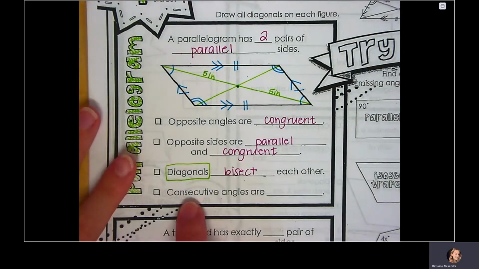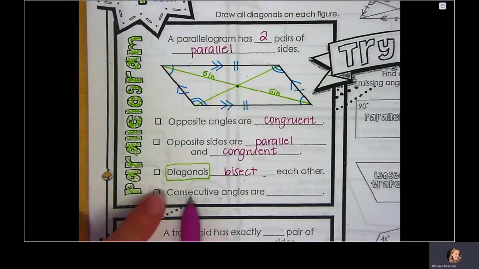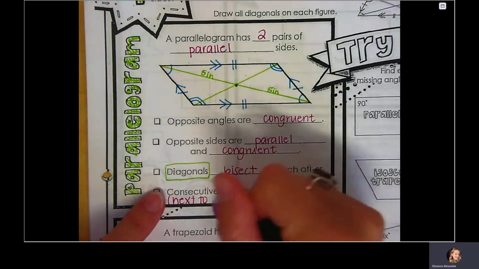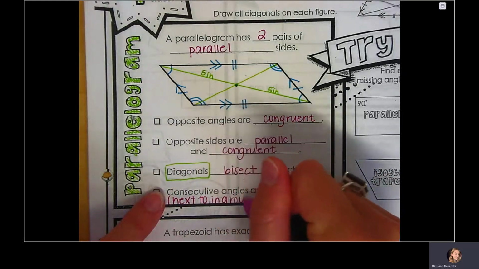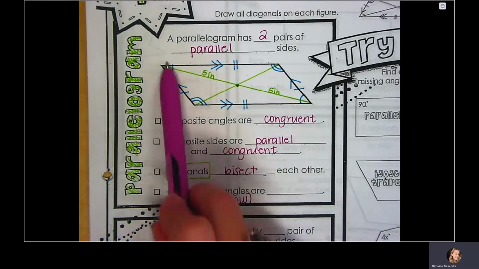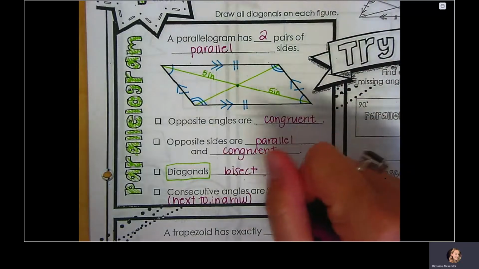Okay, last part, consecutive angles. So consecutive, does anybody know what that word means? Right, like a second, like over and over and over again. So when you count consecutively, you count 1, 2, 3, 4, 5, right? You're counting right next to each other. So in this sense, consecutive means next to, or like in a row, whatever you want to call it. So angles that are right next to each other, right, or like in a row here, are supplementary.